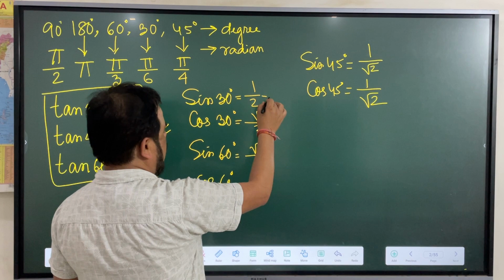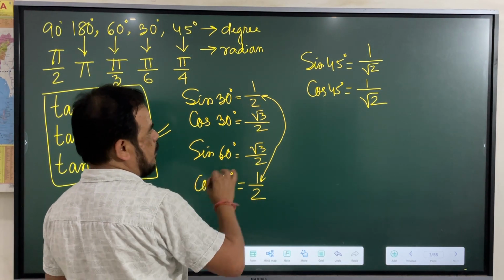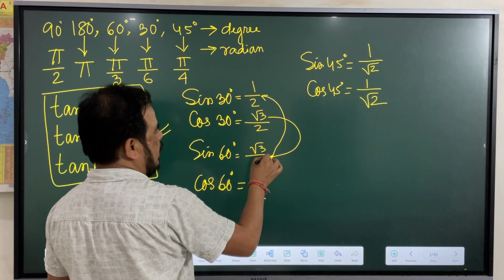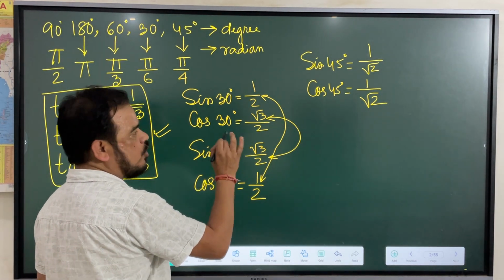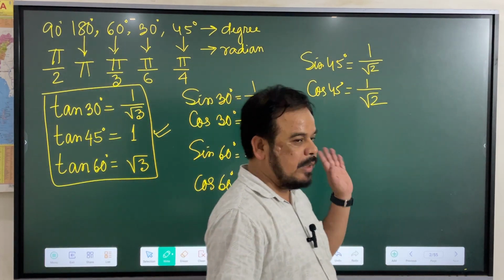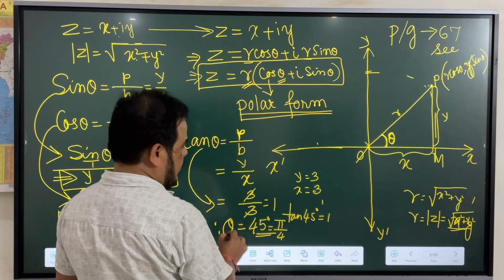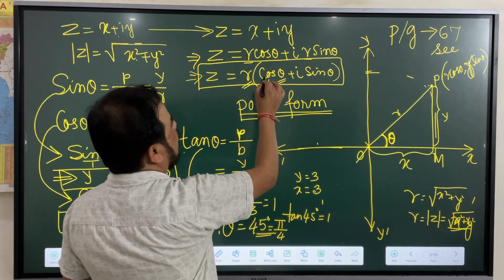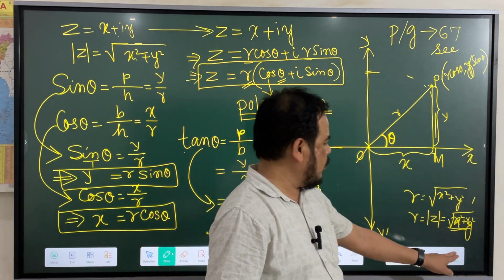Sin 30 degree and cos 60 degree value is same. Cos 30 degree and sin 60 degree value is same. So you have to remember this. Sometimes it will be required to put the value. When it is required, suppose the value of theta you have got 45 degree. Now cos 45 degree, you have to find out the value. So this is what you have to learn.